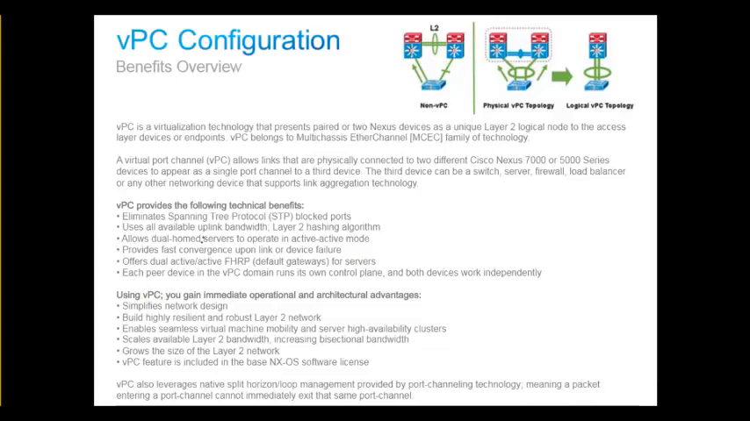Using vPC, you gain immediate operational and architectural advantages: simplified network design, built-in high resilience, and a robust layer 2 network. It's a layer 2 feature, not a layer 3 feature, with high resilience, flexibility and robust scalability. It enables seamless virtual machine mobility and server high availability clusters. If you are using a server with NIC teaming, the server will never go down, and because you get double the bandwidth, seamless mobility will be seen.